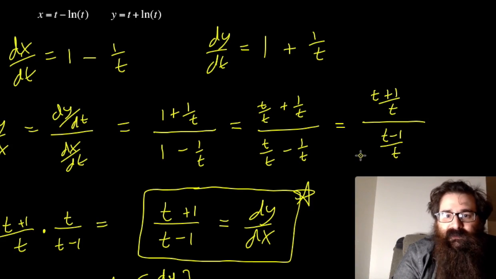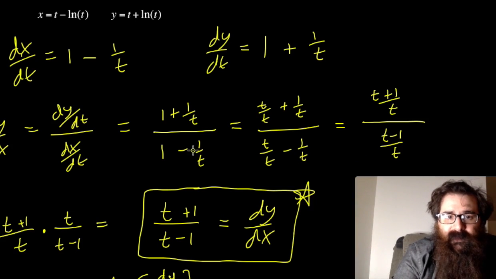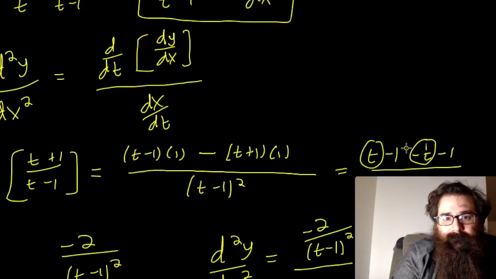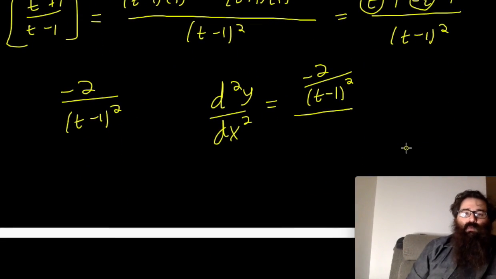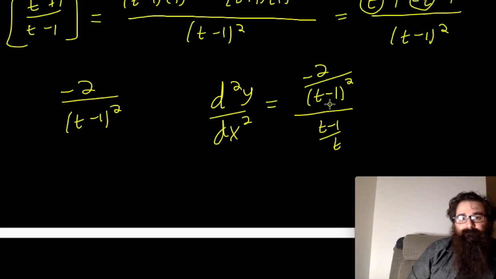Since all I did here was get a common denominator, those are kind of safer moves. So this is still the same dx/dt, just written as one fraction: t minus 1 all divided by t. That's what I need here, t minus 1 all divided by t, and that should be dividing what I just got when I differentiated my first derivative with respect to t.